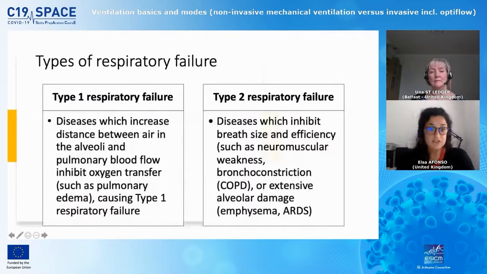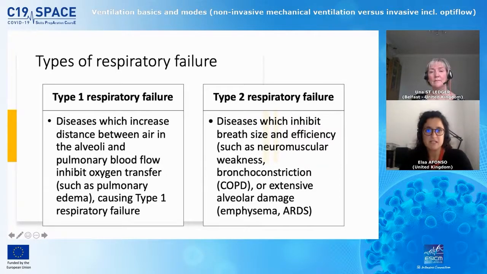An example of type 1 respiratory failure are diseases that increase the distance between air in the alveoli and pulmonary blood flow, inhibiting transfer of oxygen, such as, for example, pulmonary edema. Examples of type 2 respiratory failure are diseases which inhibit the breath size and efficiency of breathing, such as neuromuscular weakness, bronchoconstriction, COPD, or extensive alveolar damage, such as emphysema or ARDS.